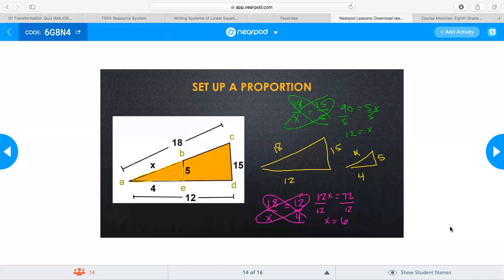Anyone else have one they want to share if they did a different one? Is there a different one you could do? I guess you could do small over big. Okay. So y'all did x over 18 equals 5 over 15? Okay. Good.